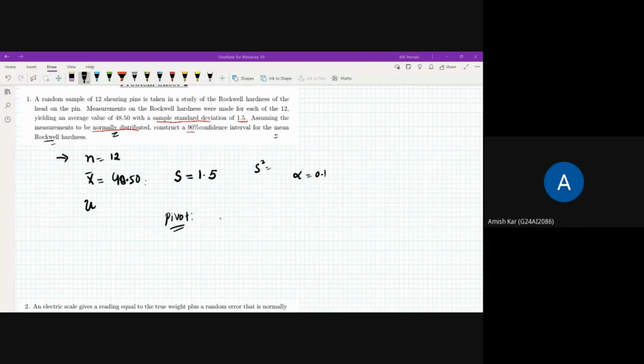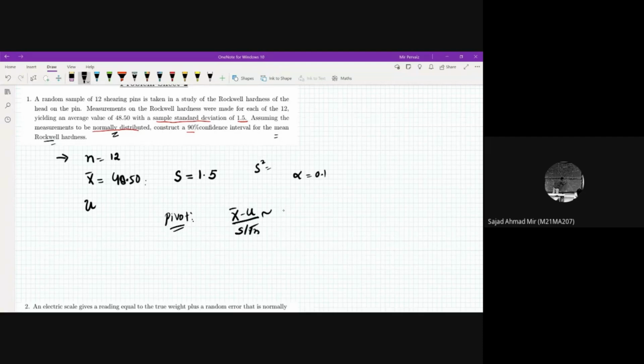Sir, here we'll use T because sigma square is unknown. We have sample standard deviation S. So we'll use T equal to x bar minus mu divided by S divided by root n. Correct. That's what I was saying. So you have to check whether the population variance or sample variance, mean or whatever quantities are given or not. So in this case, we will be using the pivot element x bar minus mu divided by s by root n.